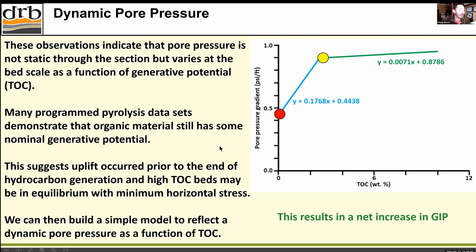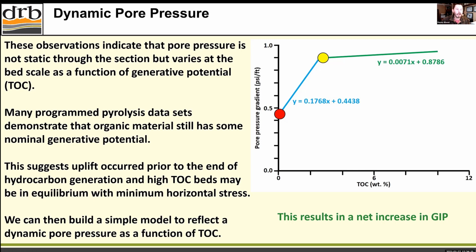So these rocks then are probably, it's possible that they are in close equilibrium with the minimum horizontal stress gradient. And so what we can do then is just build a simple model, which is what I did here. We go from saying we're going to assume we're normally pressured if there's no TOC in the rock, and up to about 3% TOC, we're going to see that reservoir pressure start climbing as we get more organic rich beds with a higher generative potential, until we get to around, I chose about a 0.9.